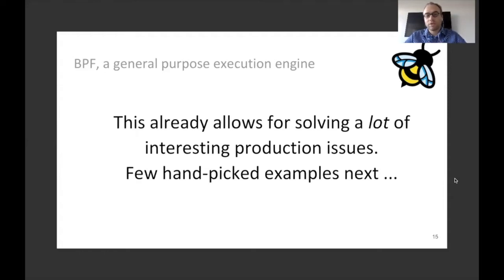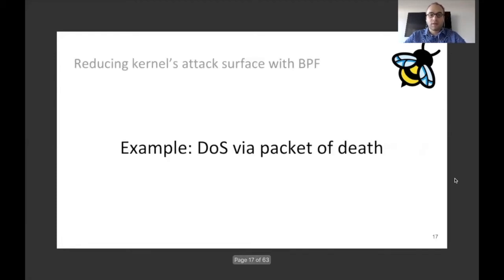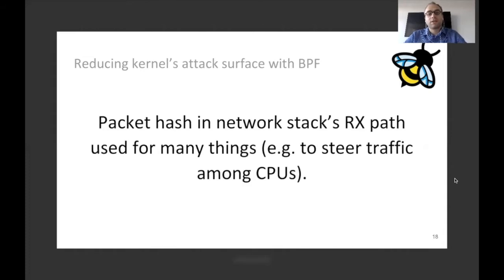I picked a few interesting ones that may not be that obvious. For example, one of them would be to reduce the kernel's attack surface with BPF. For example, if you have a packet of death scenario where it can really kill the machine, those things don't happen frequently, luckily, but we had an occurrence in the past, and I want to dive a bit into that.